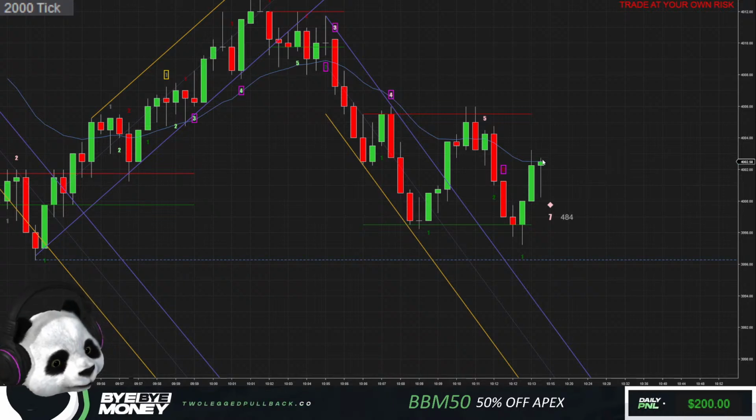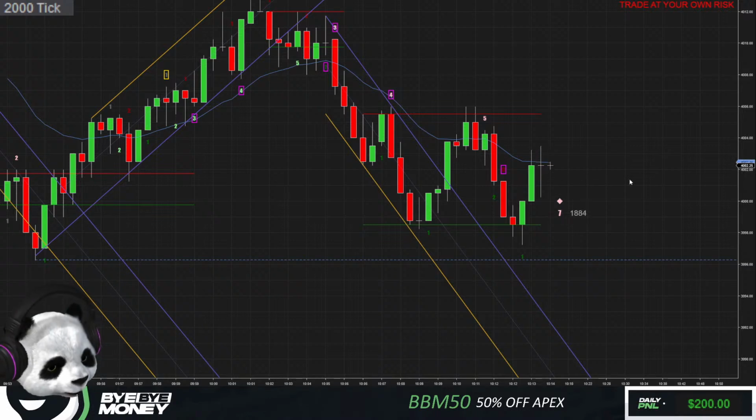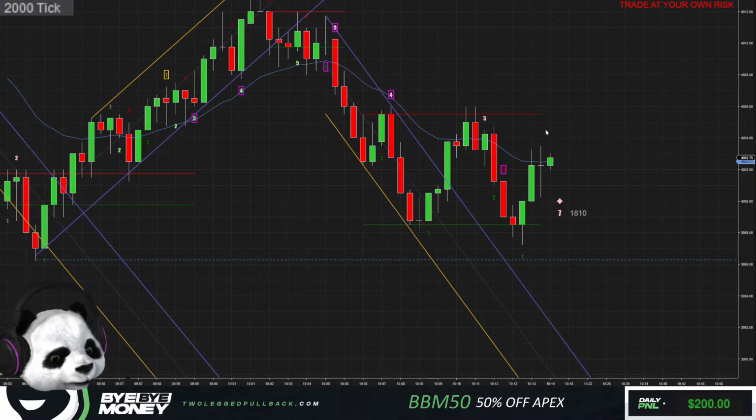Getting choppy now. As we can see, we're creating an inside bar. Inside up bar currently. Yep, inside up bar makes a doji. Market's trying to see if there's follow through here. Hit the top of the trading range on the 2000 tick chart.